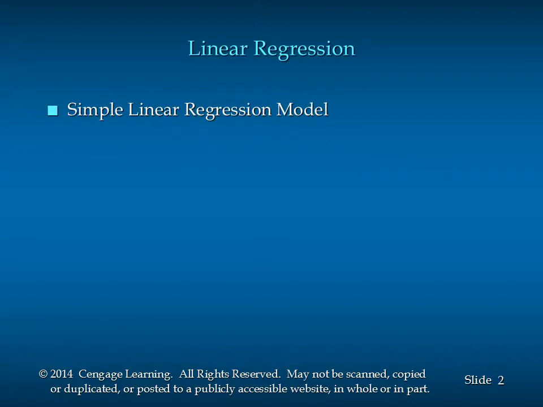So we're going to talk about simple linear regression models, x and y. We're going to have an independent variable x on the x-axis and a dependent variable y on the y-axis. It's very simple. We're going to take any set of data and determine whether or not there is a relationship between x and y based upon the slope of the line.